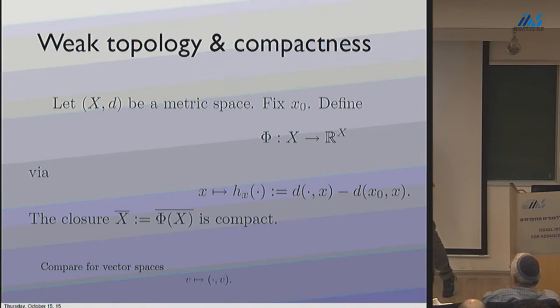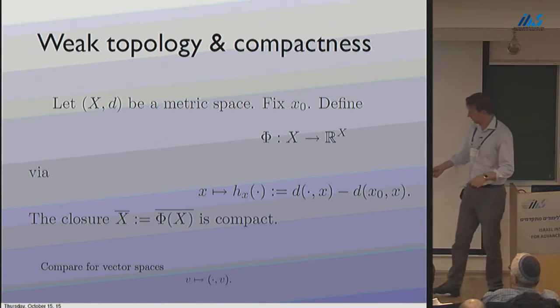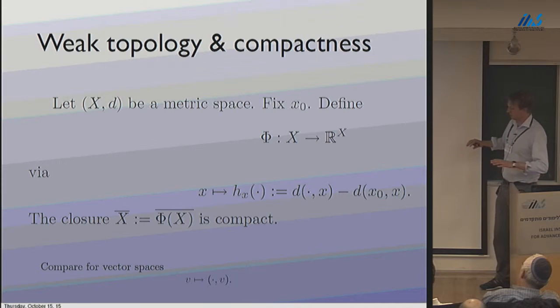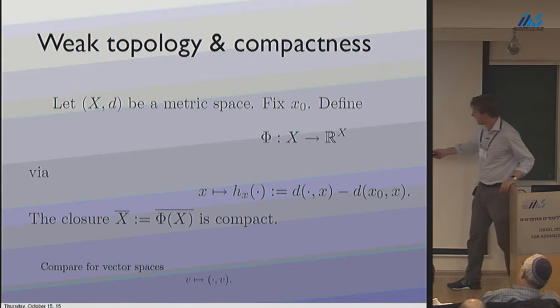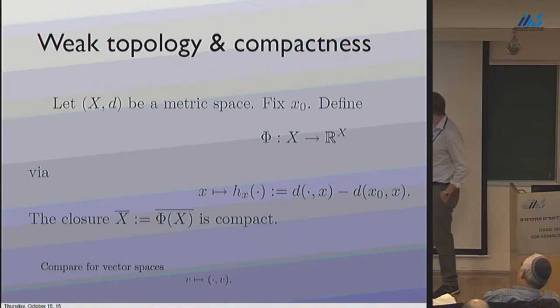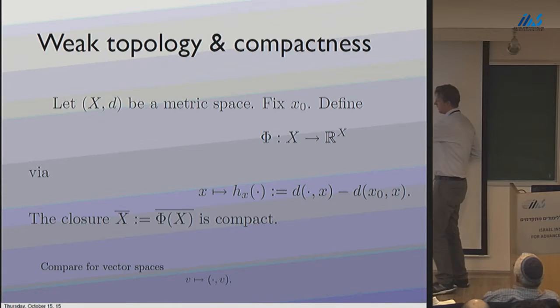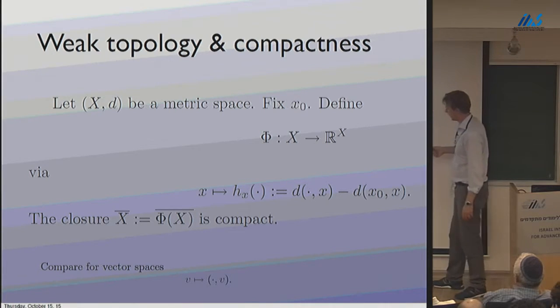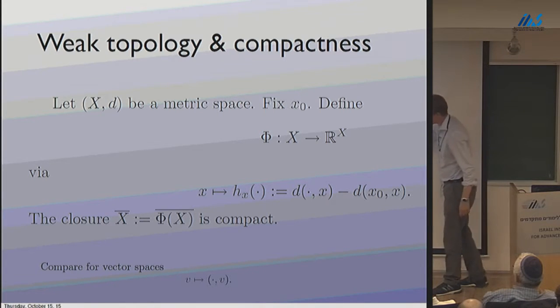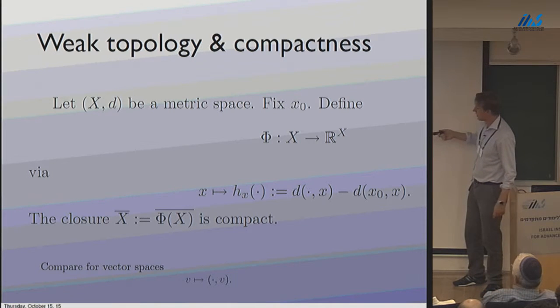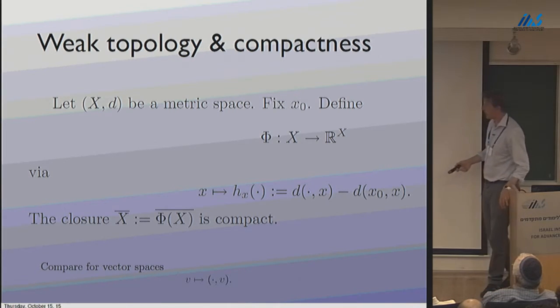For every vector v, supposing you have an inner product, you can make a linear functional in a canonical way by taking the inner product and leaving one variable free. So now we have this map, which can be checked to be injective and continuous, and now we can take the closure inside the space. That would be compact by Tikhonov's compactness theorem. These are 1-Lipschitz; by the triangle inequality, one can see that this is a 1-Lipschitz map from X to R. And so this would be a compact set.